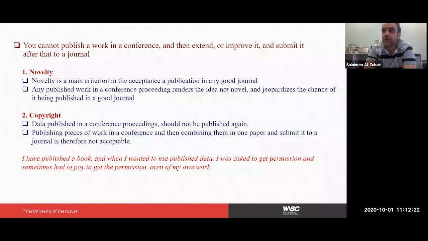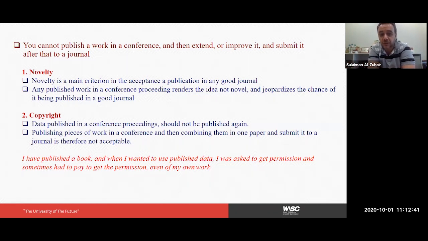Copyright is another important thing. You cannot expand on a work. You need another type of work, because the data that you publish in a conference proceeding should not be published again. You cannot publish it again. You cannot expand on it. You need a new set of results.